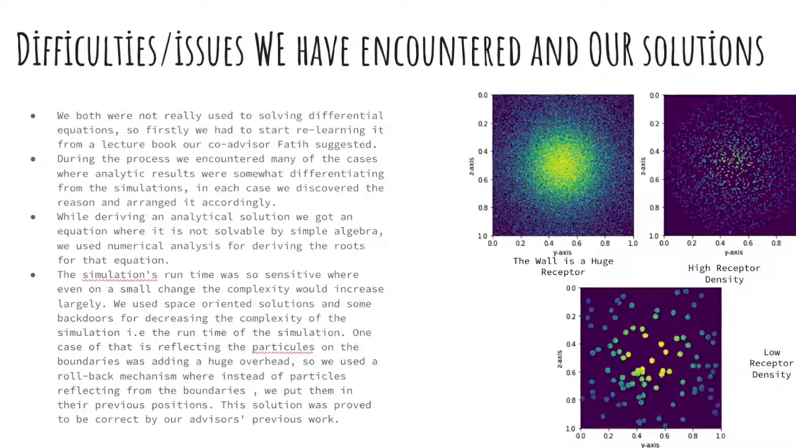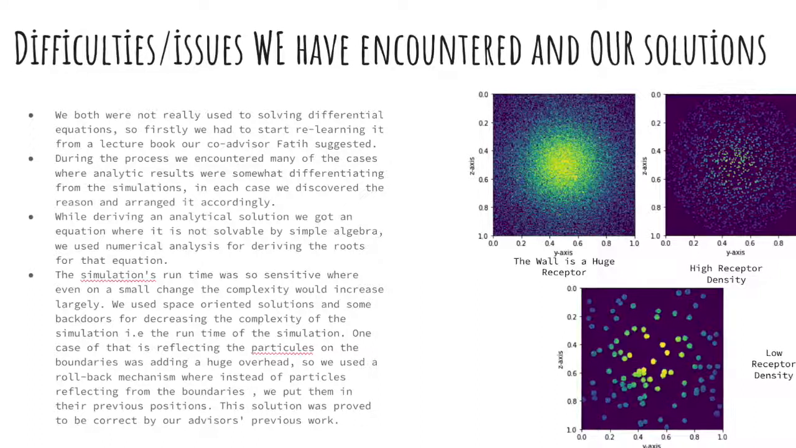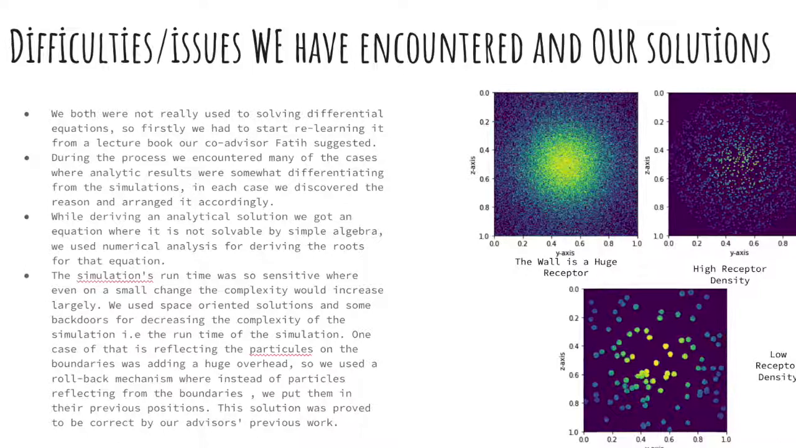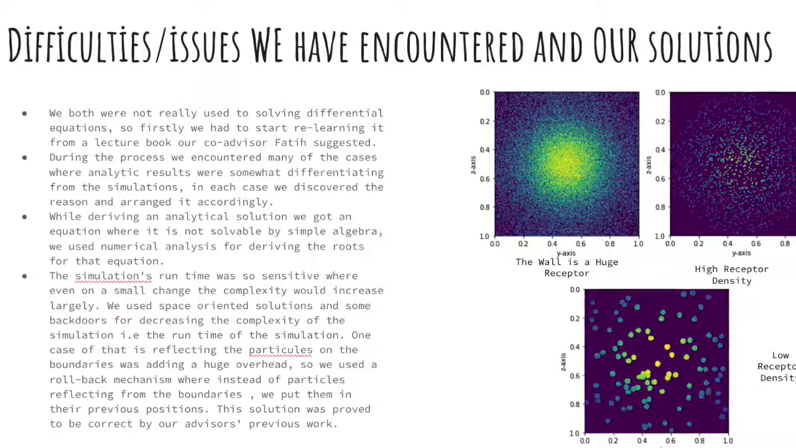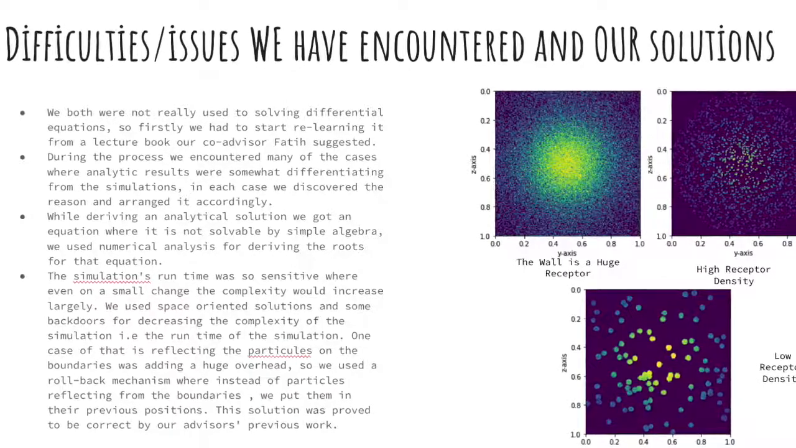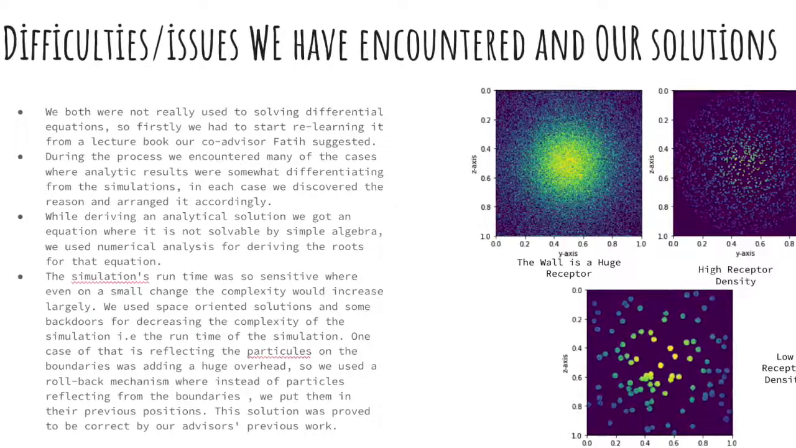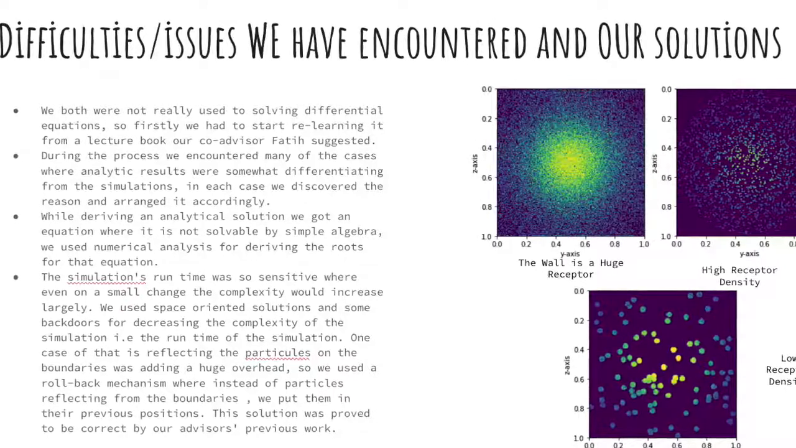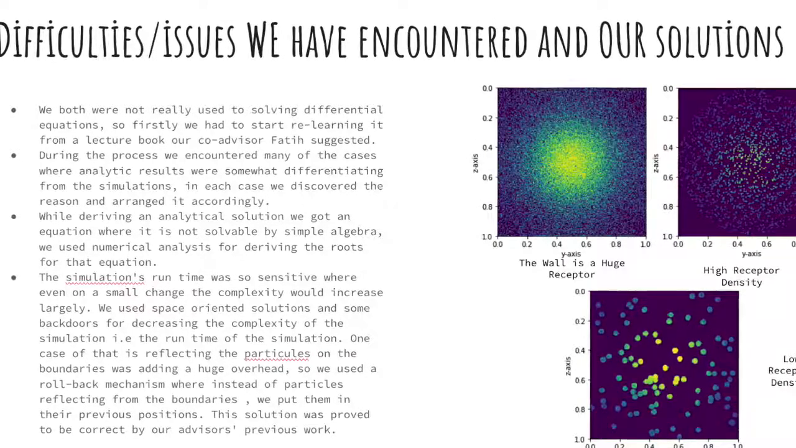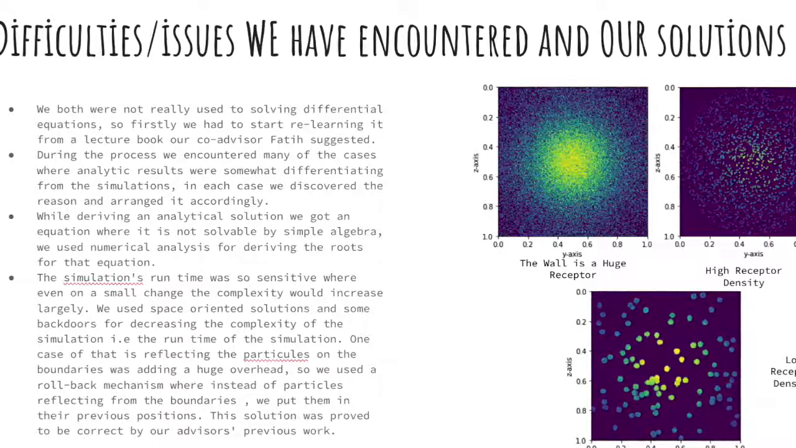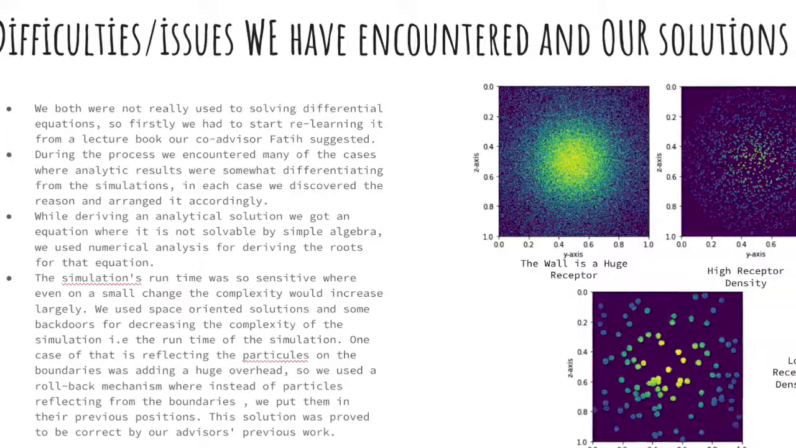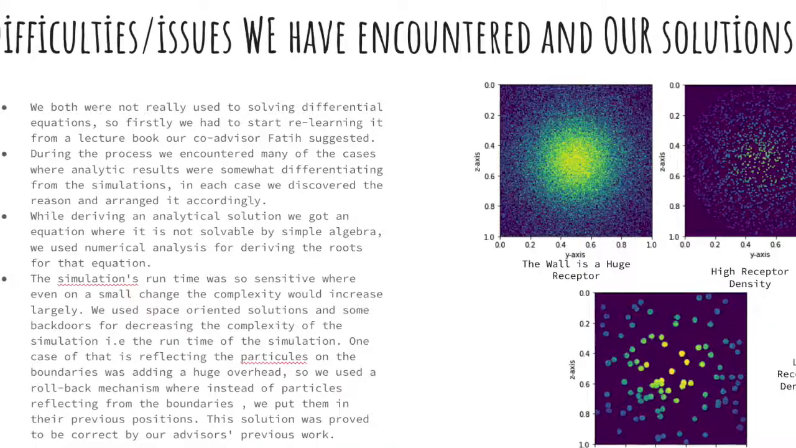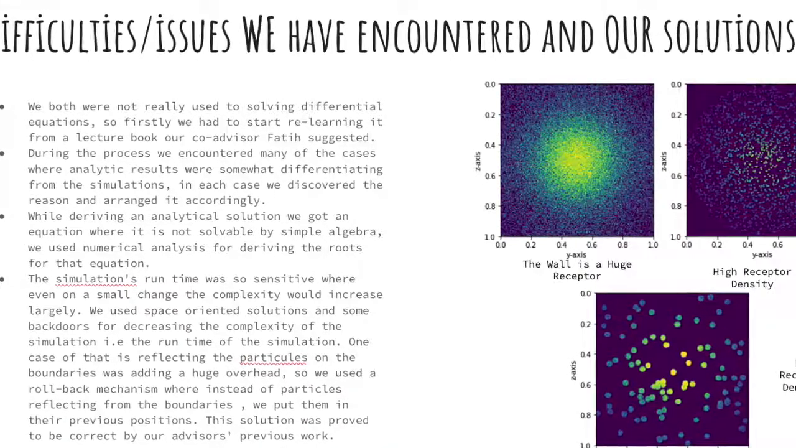The simulation sometimes was so sensitive that even with a small change the complexity would increase largely. We used space-oriented solutions and some backdoors for decreasing the complexity of the simulation, that is, the runtime of the simulation. One case of that is that reflecting the particles on the boundaries was adding a huge overhead. So we used a rollback mechanism where instead of particles reflecting from the boundaries, we put them in their previous positions. This solution was proved to be correct by our advisor's previous work.